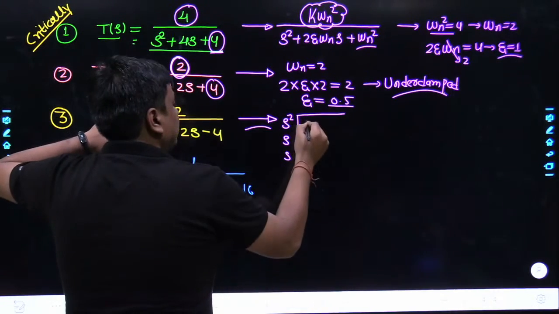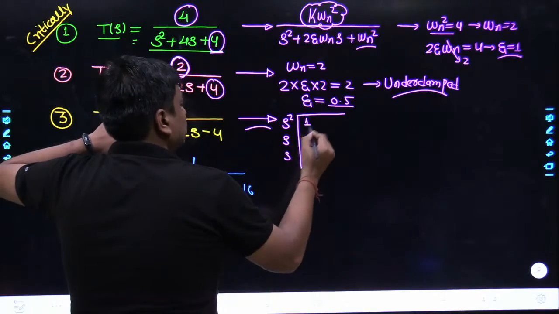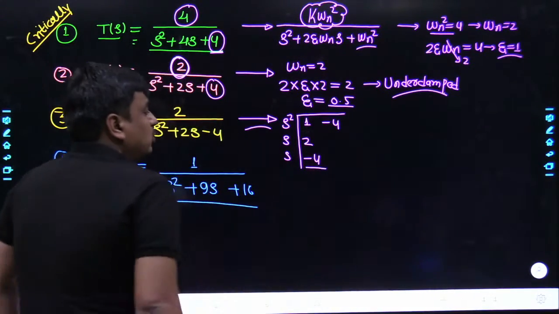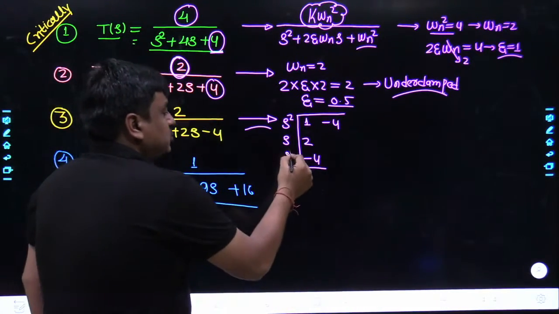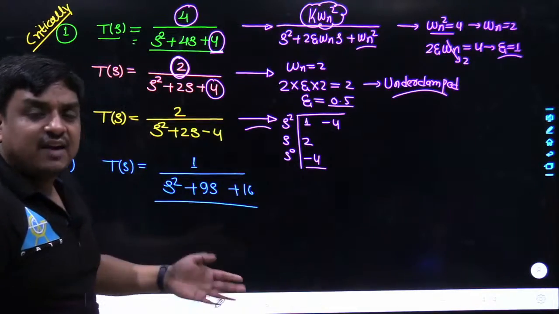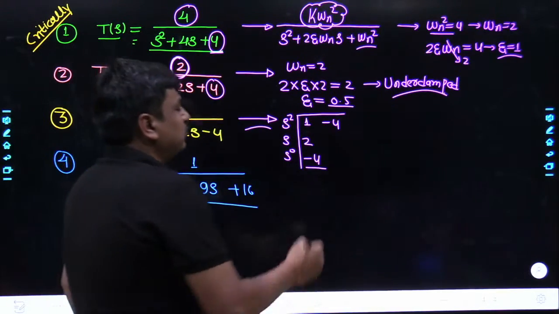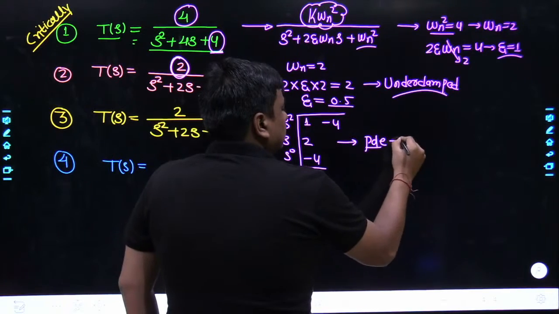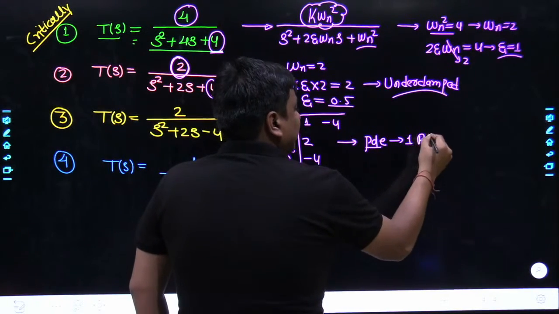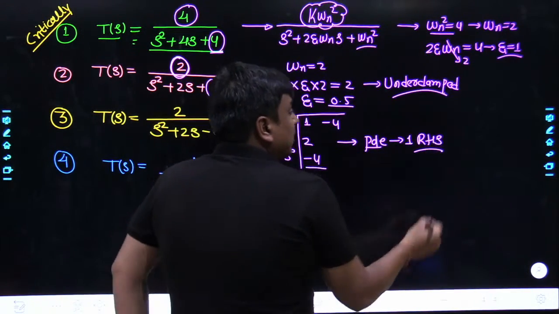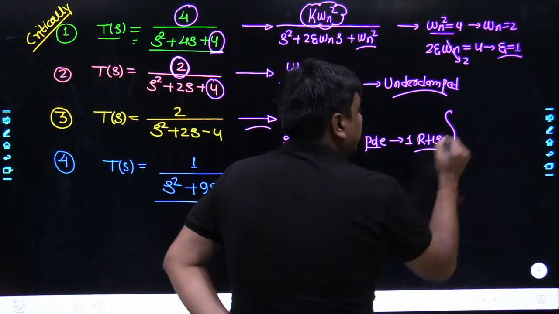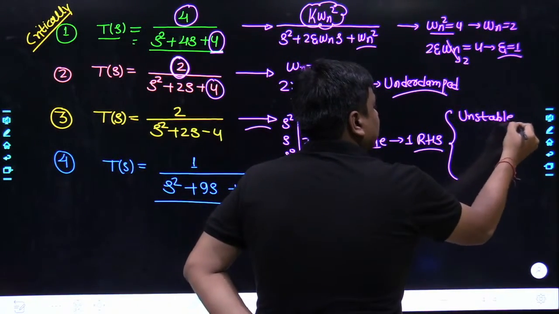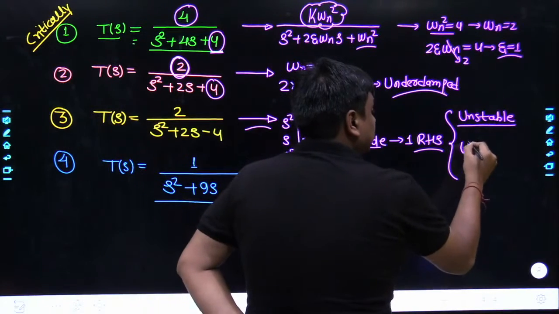So the components would be 1, thereafter 2, and thereafter -4, and again the -4 would come in the component of s to the power of 0. How many sign changes do they have? One sign change. That means one pole is towards the right hand side, a pole at RHS. So it's a type of unstable system. And if we talk about its response, the response would be unbounded.